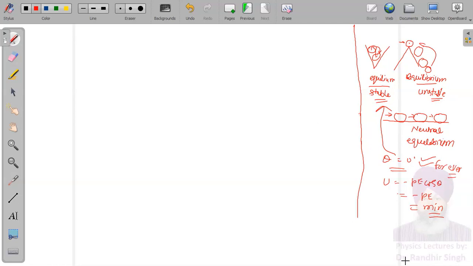Okay, so in case theta is equal to 180 degree, the potential energy will be maximum, and maximum potential energy gives us instability. The torque is zero, because sine 180 is also zero. But if somebody disturbs it even slightly, it will never return back here. That is why 180 degree is unstable equilibrium.